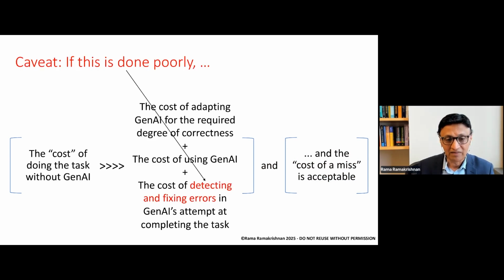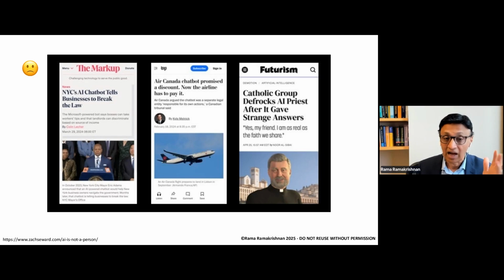Now, I want to point out that if detecting and fixing errors is done poorly, and if an application is rushed into production without this really being done properly, there will be high-profile blow-ups, right? Things are going to blow up, and there are all these examples that we have seen in the media of people rolling out chatbots without a human in the loop to check the output, and they're paying the price for it reputation-wise.